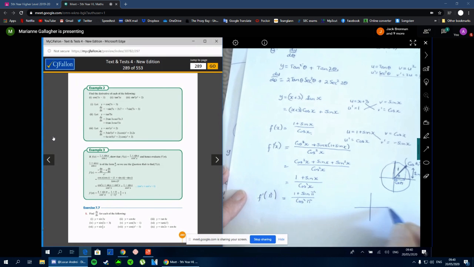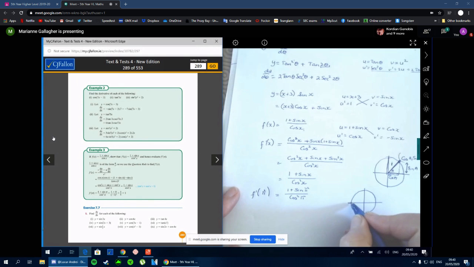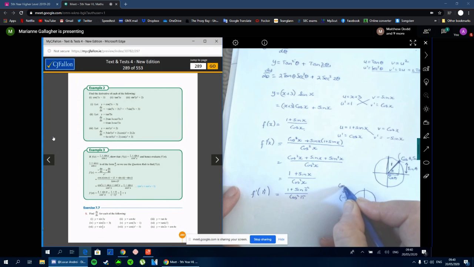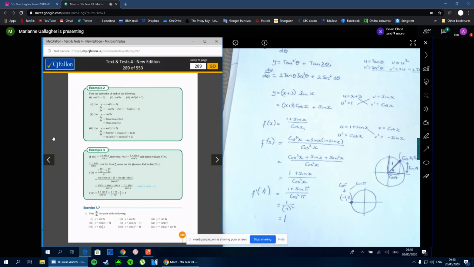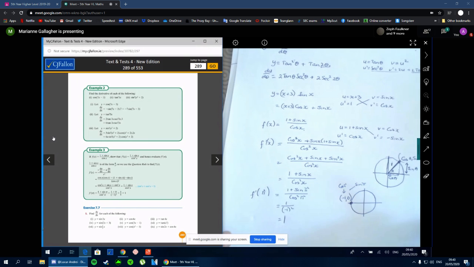And remember, again, going back to the unit circle, you could put that into the calculator, but it's quicker. Pi is here. Okay, the coordinates at this point are -1, 0. And that's cos pi, and that's sine pi. So you've got 1 plus 0 over -1 squared, which is equal to 1. So you're just subbing in, this is your angle, so it gets put in wherever the x is.